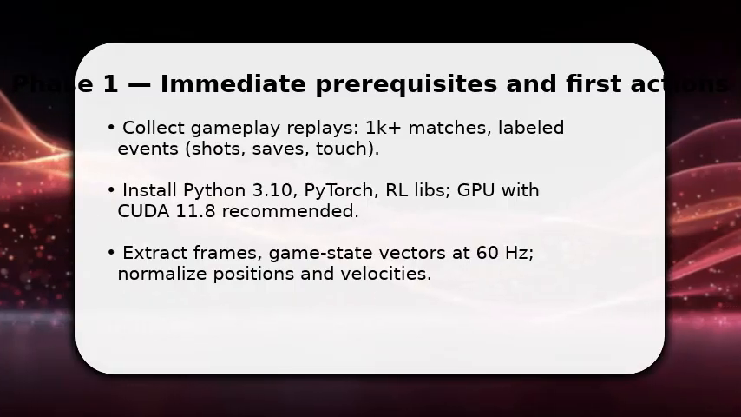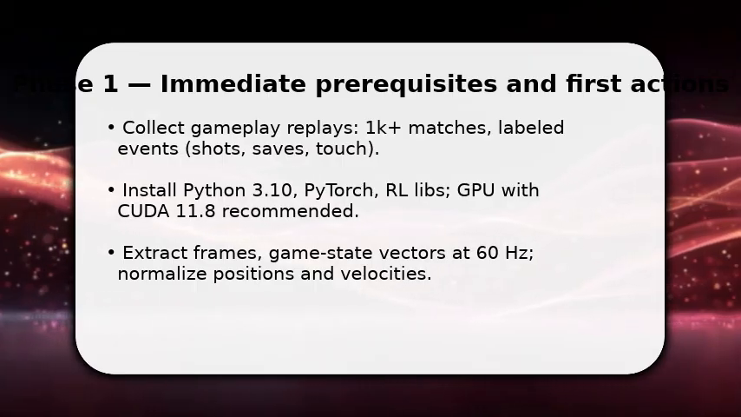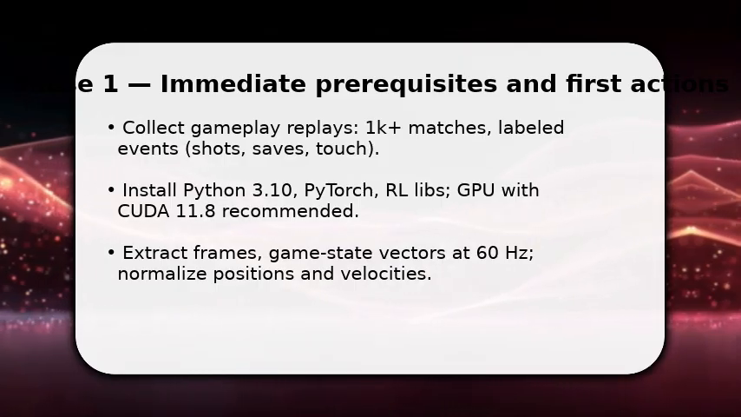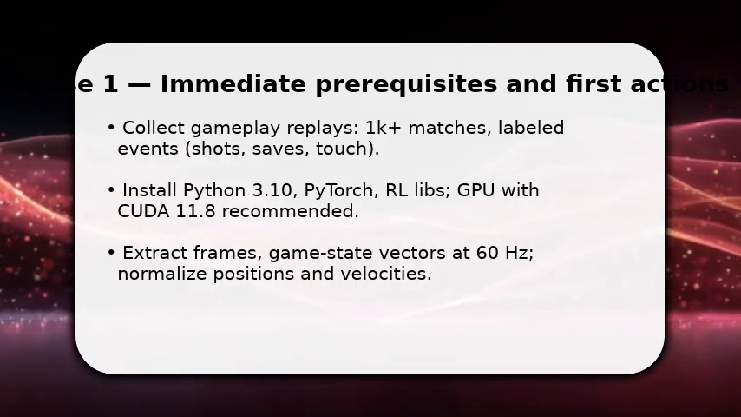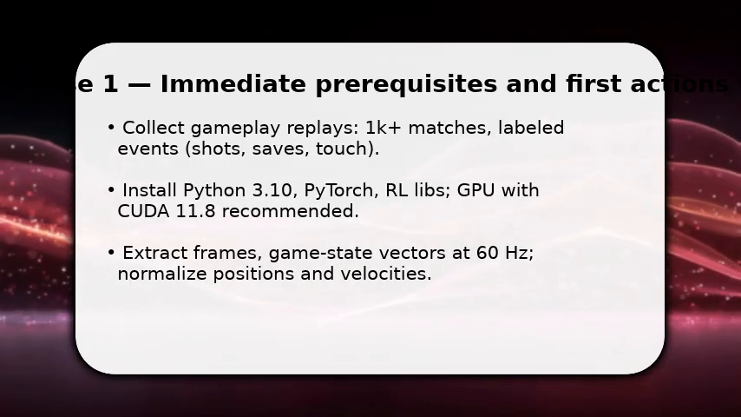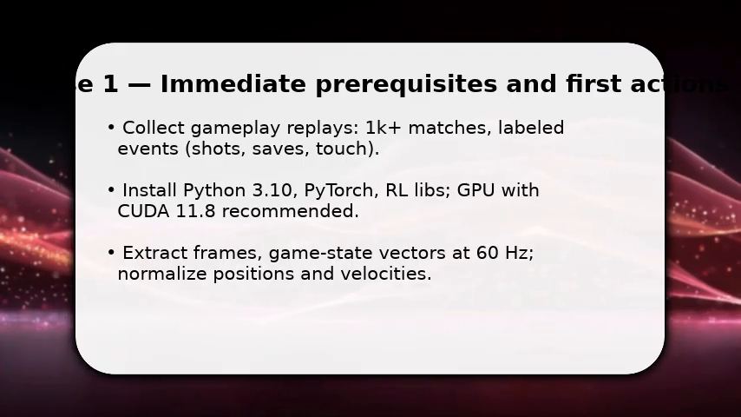You start by collecting high-quality game data and preparing your environment. First, grab at least 1,000 replays and label critical events so the network learns context. You want varied ranks and camera settings. Install Python 3.10 with PyTorch and the RL libraries, and set up a CUDA-capable GPU if possible for speed.